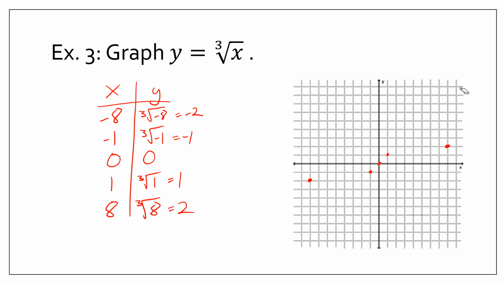Don't do that. Just calmly connect your dots. I'd recommend do the positive side first, then do the negative side, and try to make it as smooth as possible. That's a good looking cube root function.